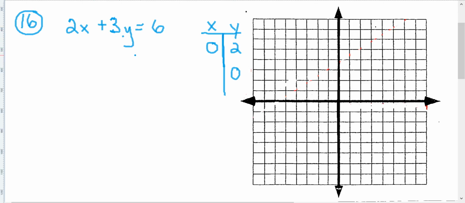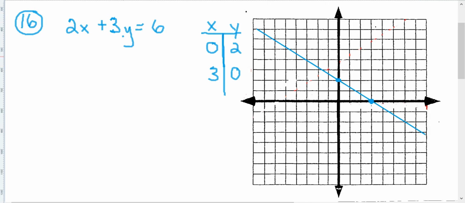Okay? When y is 0, it wipes away the 3y, it's gone, and then I've got 2x equals 6. 2x equals 6, which means that x equals 3. 6 divided by 2. There's my 2 ordered pairs. 0, 2 is here. 3, 0 is here. And there's my line. This is the easy part, right? 1 here and 1 over here.